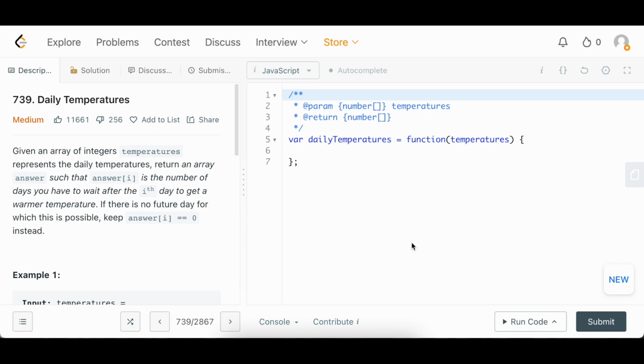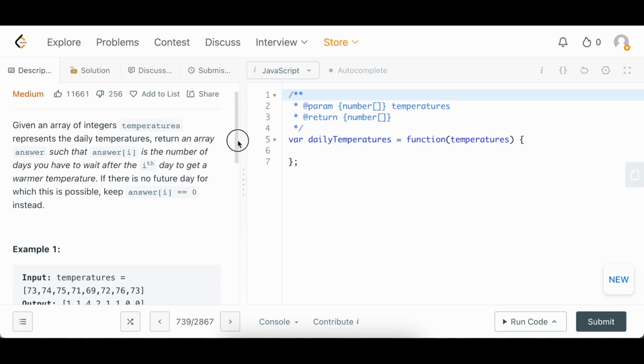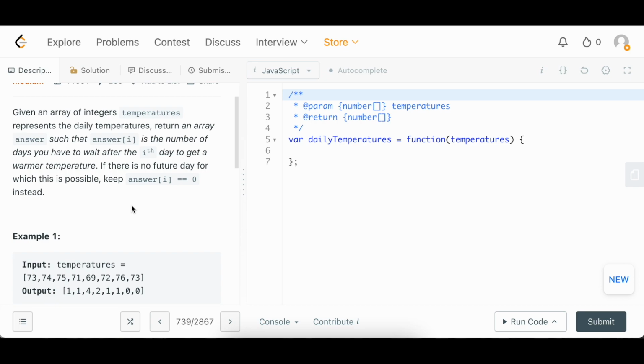So the problem that we are going to solve today is daily temperatures. Let's see what the problem is about. Given an integer array temperatures represents the daily temperatures, return an array answer such that answer at I is the number of days you have to wait until the ith day to get a warmer temperature. If there is no future day for which this is possible, keep answer at I equal to 0 instead.